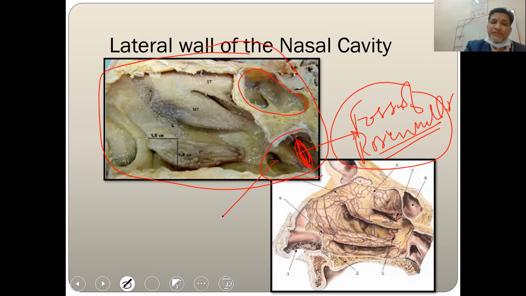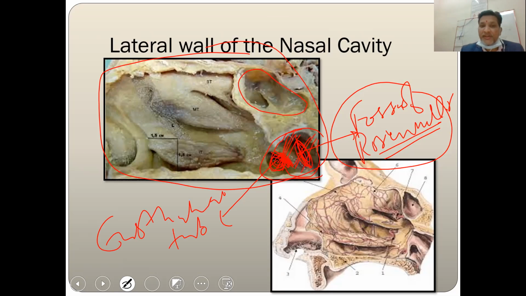Just anterior to it will be the opening of the Eustachian tube, and this tube is covered with some cartilaginous prominence, which is called the torus tubarius. In case of an adenoid, the site of origin will be the roof of the nasopharynx, and it fills the nasal cavity and blocks the Eustachian tube also, and the child can have secretory otitis media. So this is the nasopharynx, the anterior part of the nasal cavity. This is the posterior part of the nasal cavity.